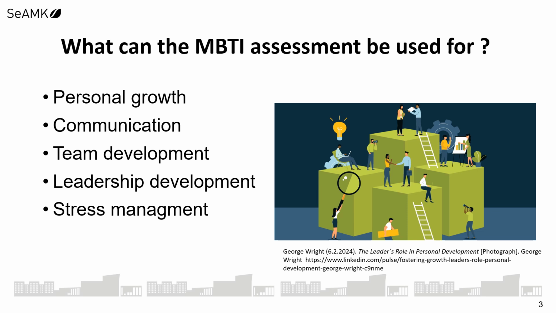Number 3, team development. In a team setting, the MBTI can help members understand and appreciate each other's strengths and working styles. Number 4, leadership development. For leaders, the MBTI provides insights into their leadership style and how they naturally influence others. And number 5, stress management. The MBTI can help individuals identify stress triggers based on their personality types and suggest personalized coping strategies.